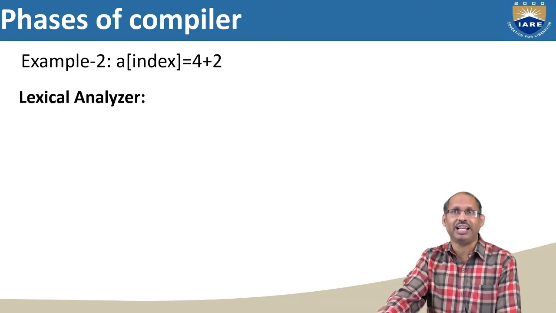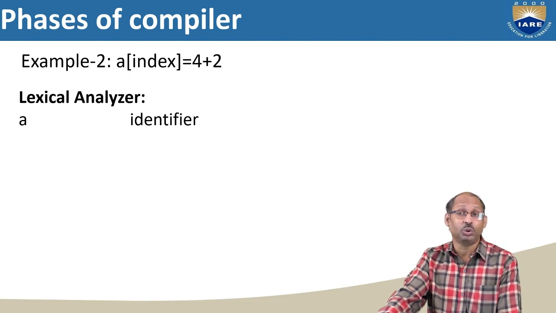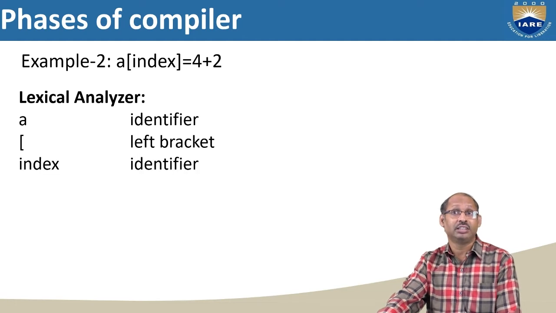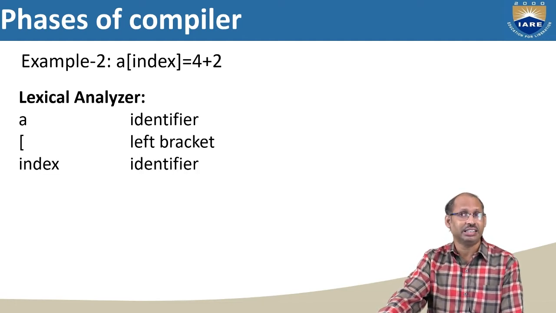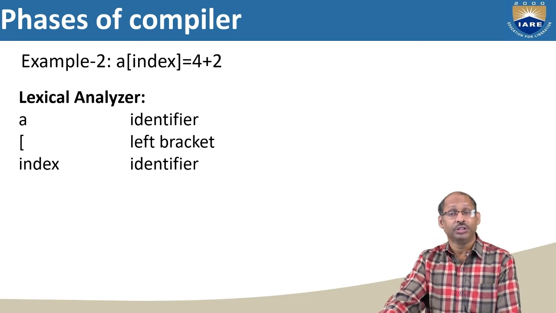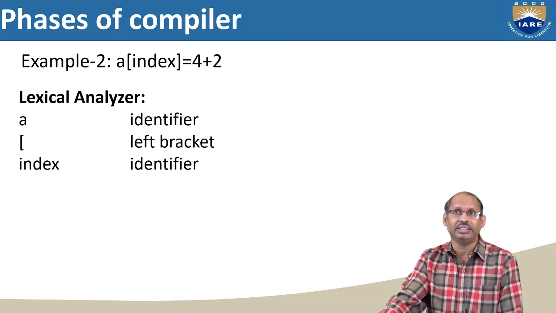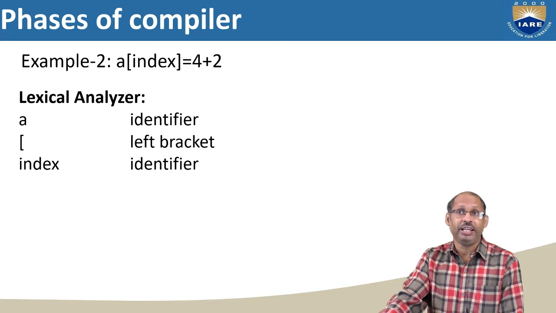The first phase is lexical analyzer. So what is the first lexeme? A. A is a lexeme. What is it? It's a token. It's an identifier. Then what is the second lexeme? Left bracket. Third lexeme, index. It is an identifier. So these identifiers A and index will be stored in the symbol table and tokens will be generated. Identifier followed by record entry of the symbol table.